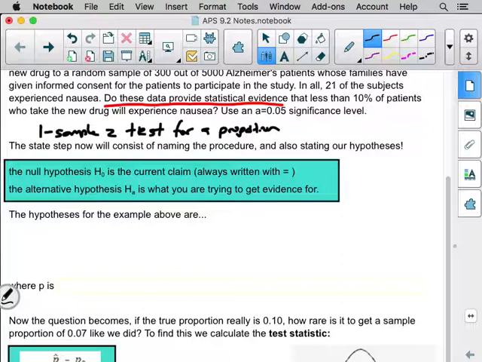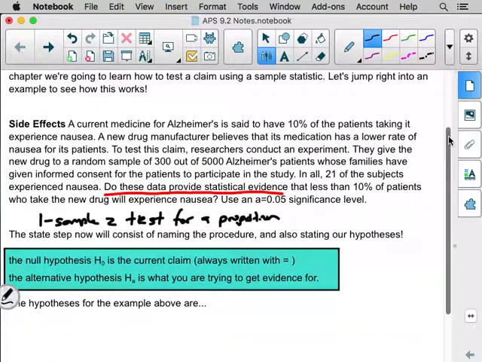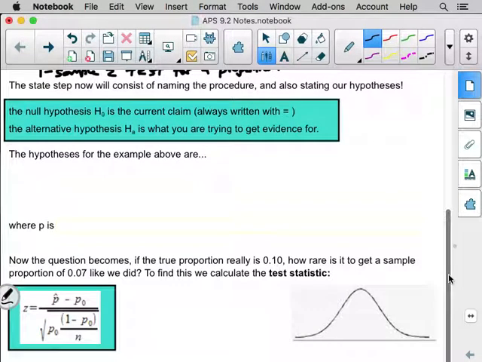We're going to establish what our hypotheses are. You always have two of them. You have the null hypothesis. The null hypothesis is whatever the current claim is. What is the current claim? For the current medication, what percentage are they saying is true? 10%. All right. So our first hypothesis, we call this the null hypothesis, and we use a little zero down there. So the null hypothesis is that the true proportion is 10%.